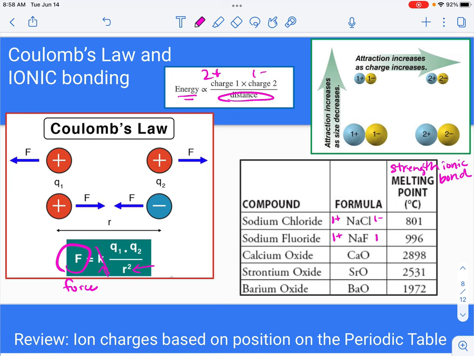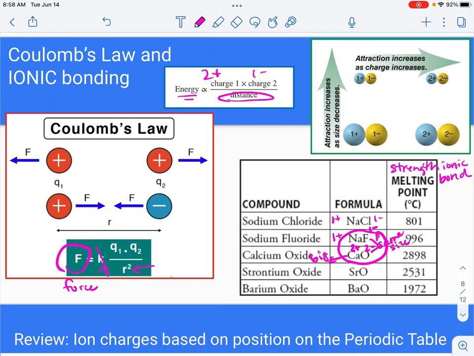Notice here that now I want to compare NaF and CaO. F and O are almost identical in size, not quite, but almost. So we're going to say that they are the same size. Calcium is larger than sodium because calcium has one more energy level than sodium. And, oh, by the way, calcium is 2 plus and oxide is 2 minus, where sodium is 1 plus and fluoride is 1 minus, right? So we have two things going on here.